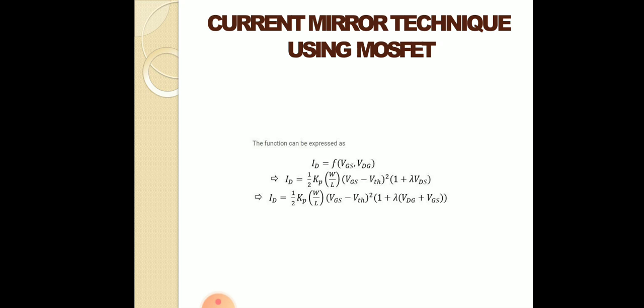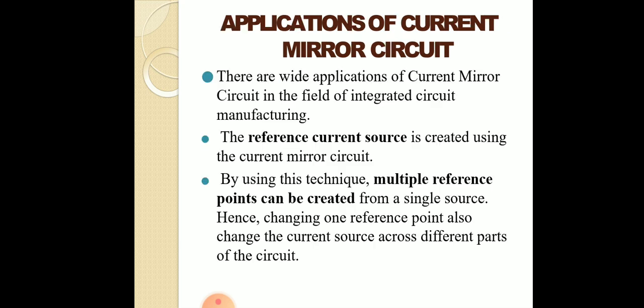then the function can be expressed here from the slide. We see that Id equals f(VGS, VDS, VDG). Id is equal to half Cox W by L into (VGS minus Vth) whole square into (1 plus lambda VDS), and this is equal to Id equals half Cox W by L into (VGS minus Vth) whole square into (1 plus lambda, and then VDG plus VGS).